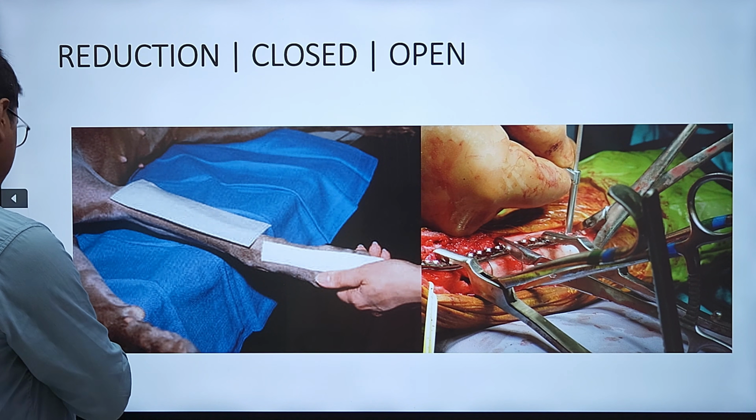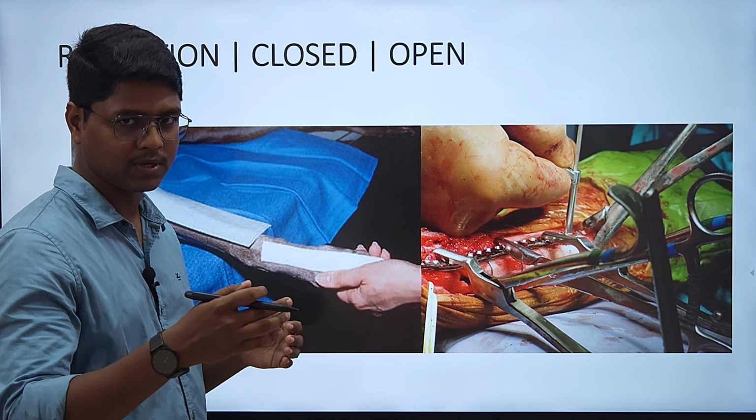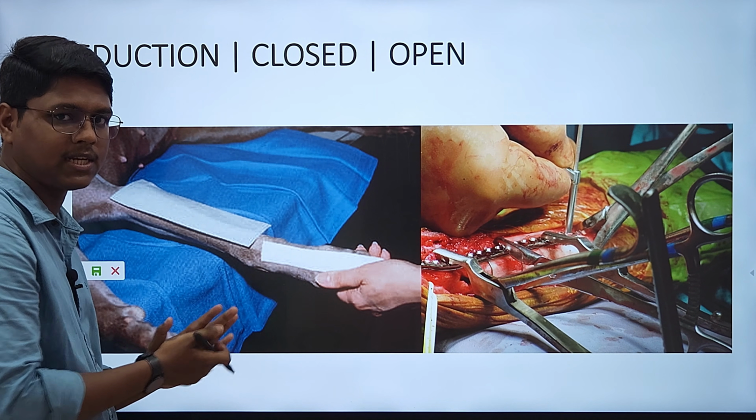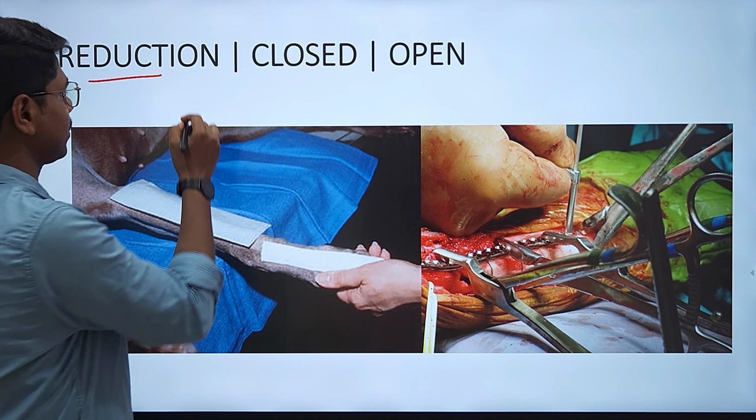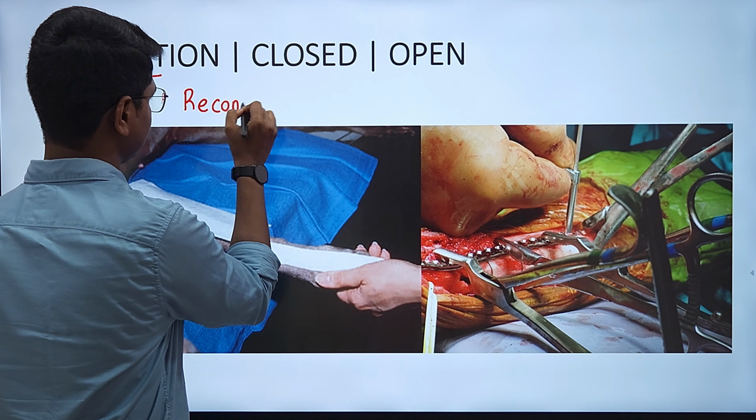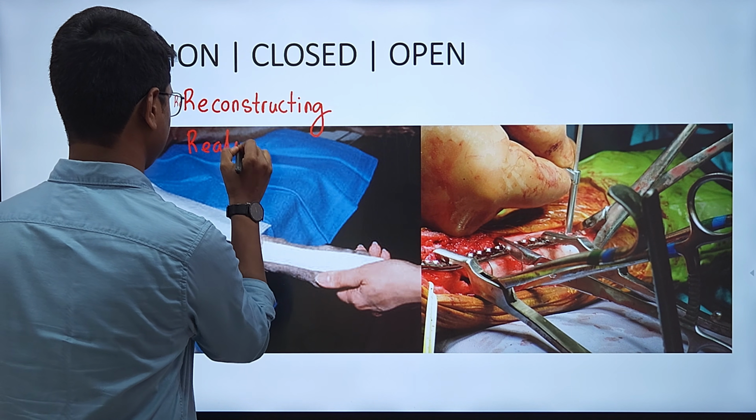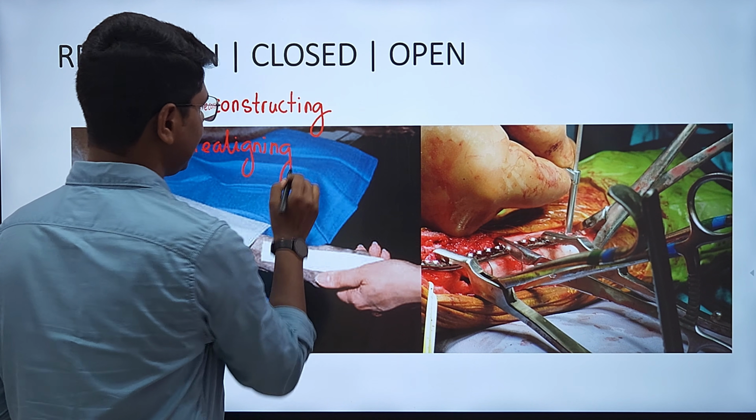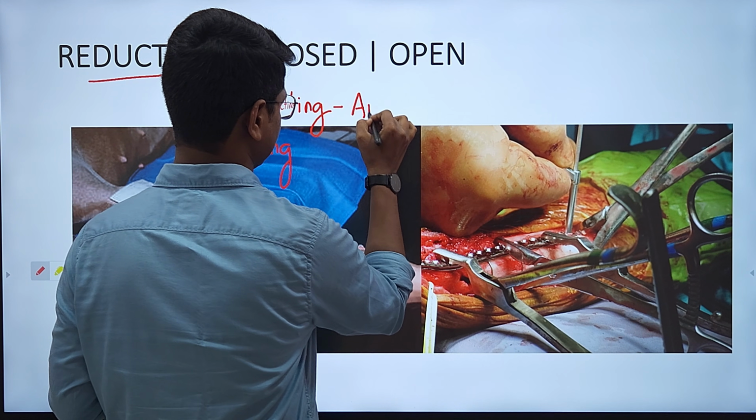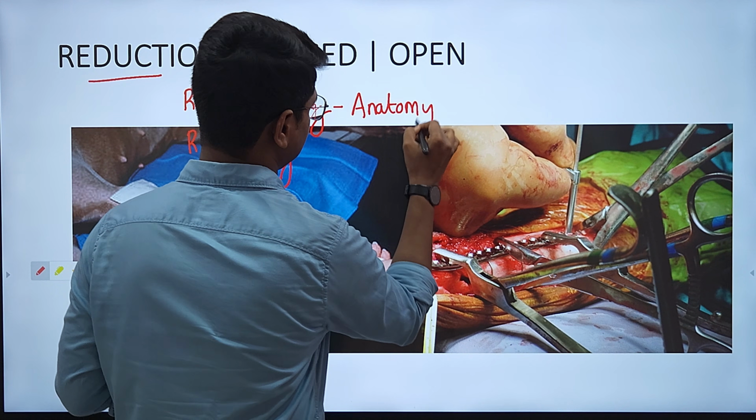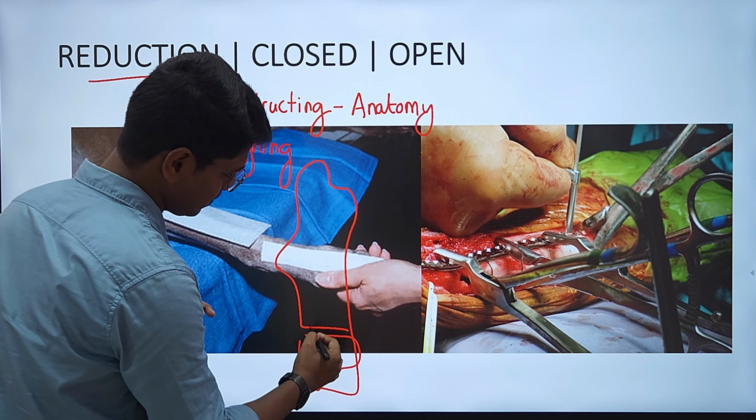Next, the definition of reduction, that is fracture reduction, closed fracture reduction, open fracture reduction. In a subsequent class you will find a complete lecture on this topic, fracture reduction. But for definition purposes, reduction is basically when you are reconstructing or realigning a fracture. Reconstructing means you are reconstructing a fracture anatomically, mostly anatomical reconstruction. Suppose this is a bone, and there is a transverse fracture.